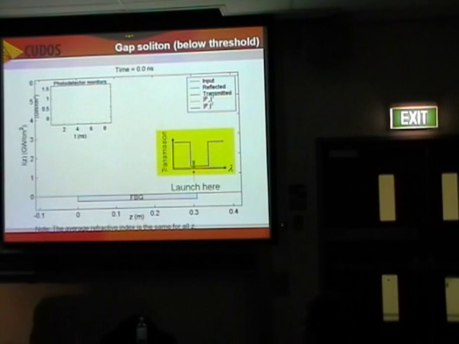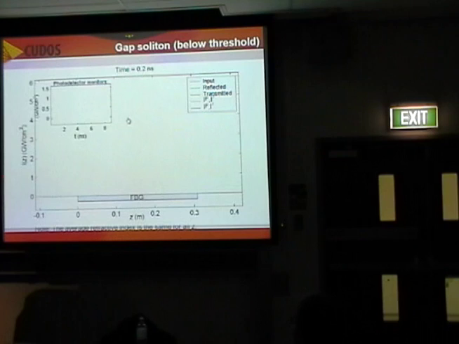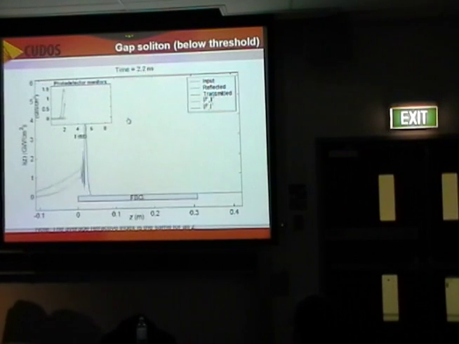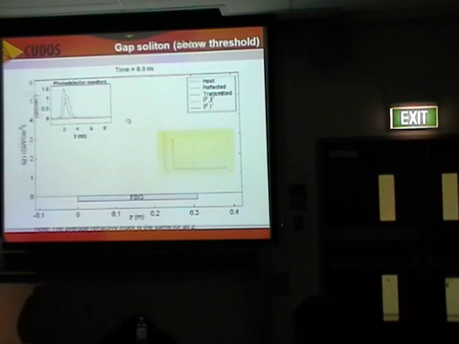So this is below threshold. This is the experiment you do initially. What happens? Nothing gets through. At low power, nothing gets through. Nothing magic here. It's a grating and it's a stop band. The pulses are sent back.